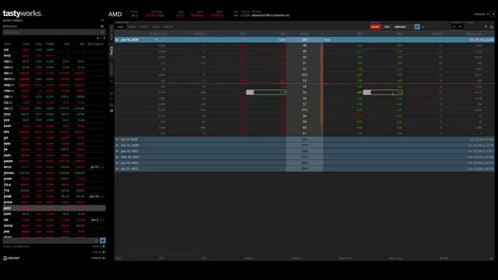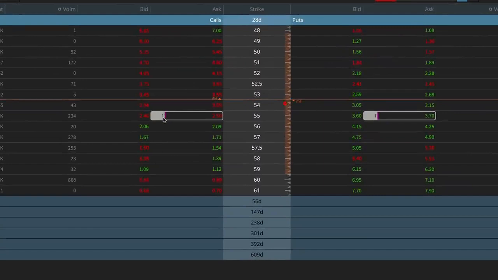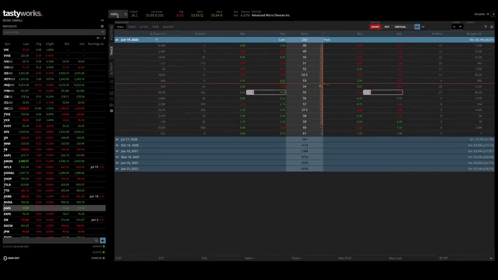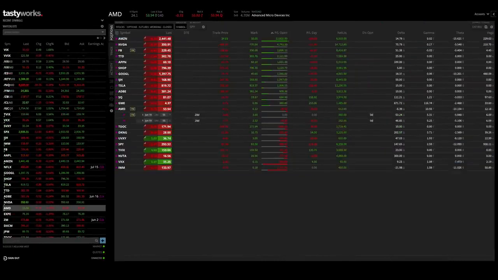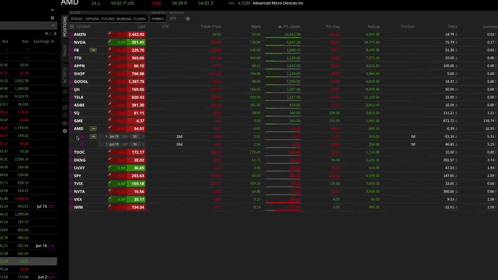And the 55 put. And I own these, and we know that because it's circling the ask price and it says 1. If I was short, it would say -1. So I now have a position in the 55 put and the 55 call in the June expiration cycle in AMD. So if I go to my positions tab, we can see that I have two options in AMD.